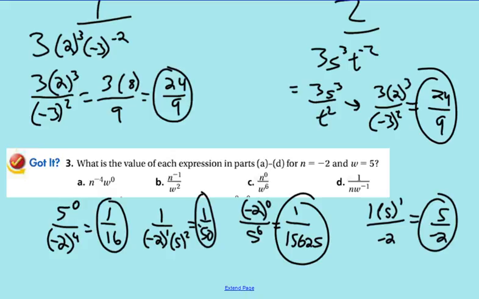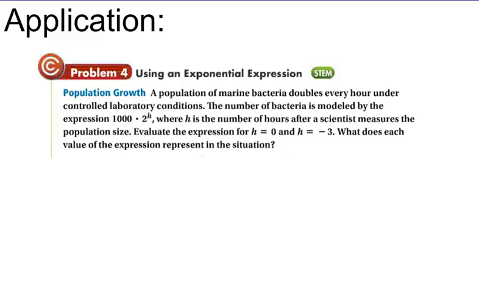So one last thing here, I want to look at this one right here. It is an application problem dealing with bacteria. So let's read it through. A population of marine bacteria doubles every hour under controlled laboratory conditions. The number of bacteria is modeled by the expression 1,000 times 2 to the h power, where h is the number of hours after a scientist measures the population size. Evaluate the expression for h equals 0 and for h equals negative 3. What does each value of the expression represent in the situation?